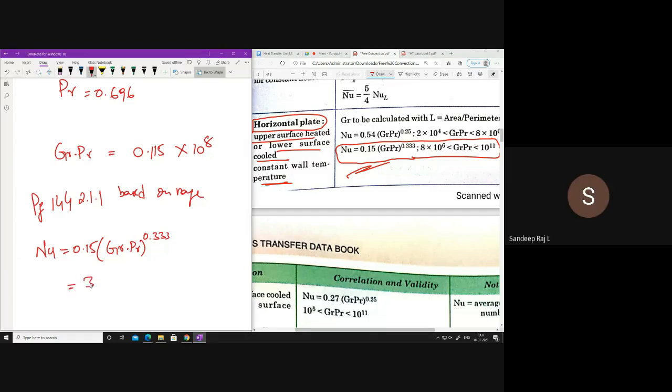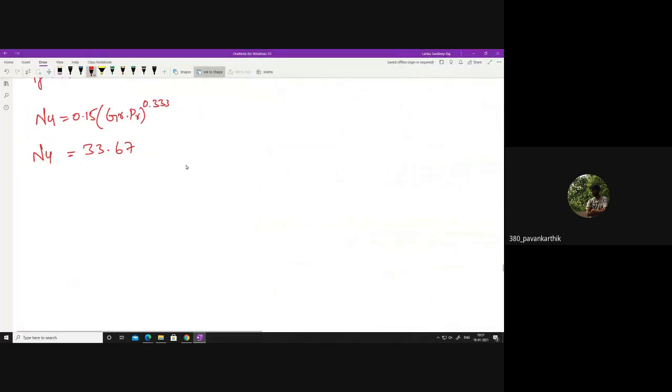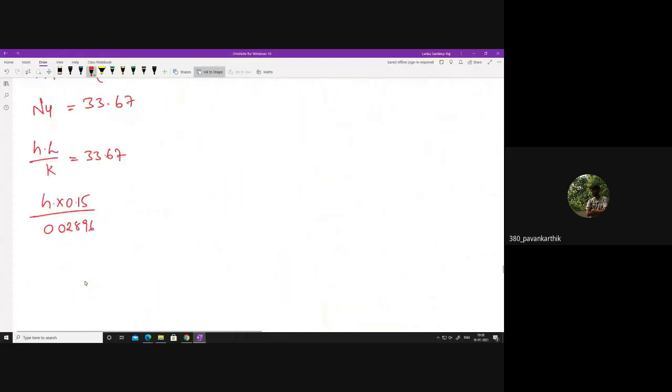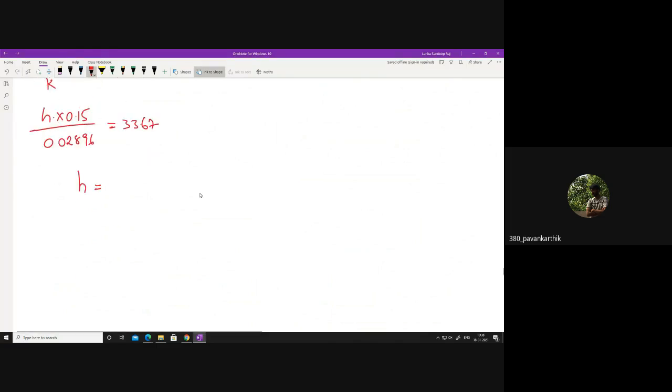You substituted, tell me, 33.67. That is your Nusselt number value. So what you need is h. So you do hL by k is equal to 33.67. L is 0.15 now. The k value is 0.02896. Am I correct? So this is equal to 33.67. You'll get the h value. What is it? 6.50 watt per meter square Kelvin. This is your h value.